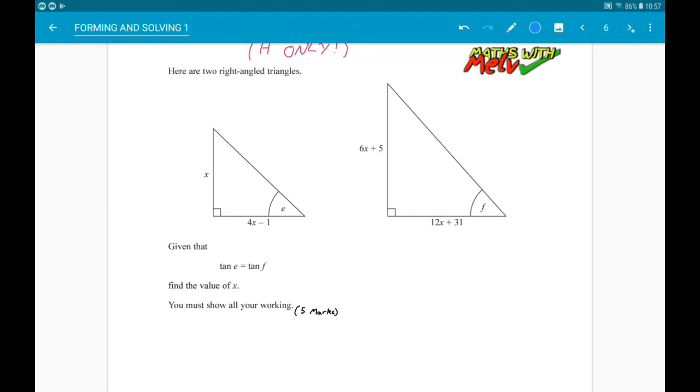Cool. Okay, then the fifth question. So remember, this is higher only. Anyone wants to try them, be my guest. So, here are two right angled triangles.